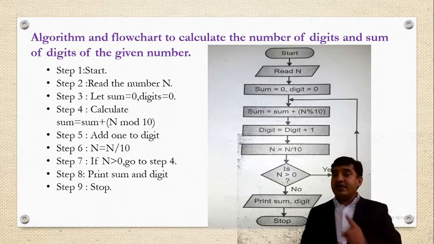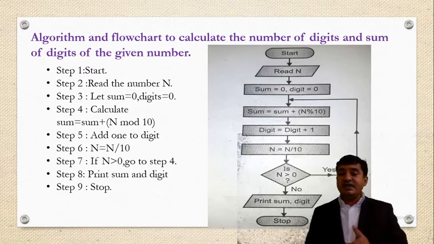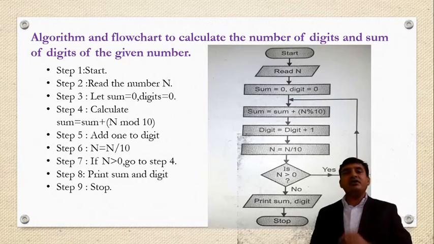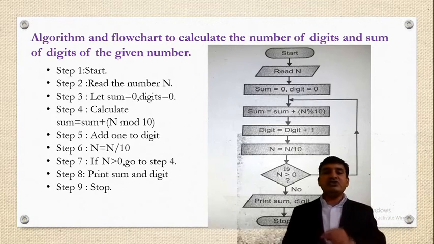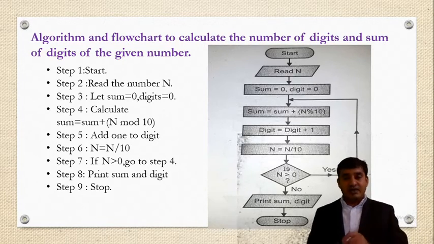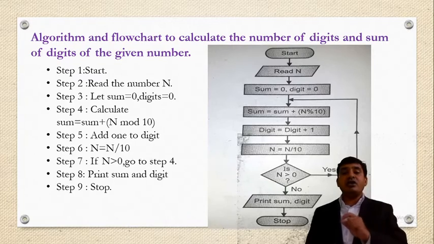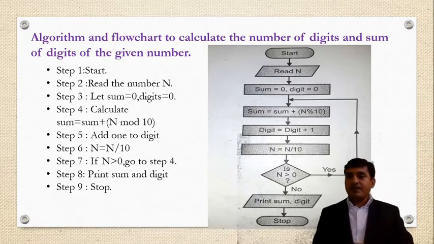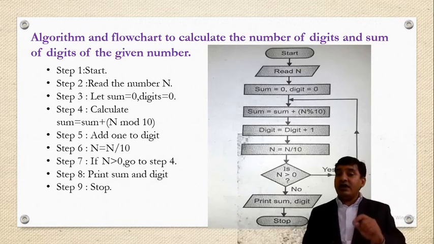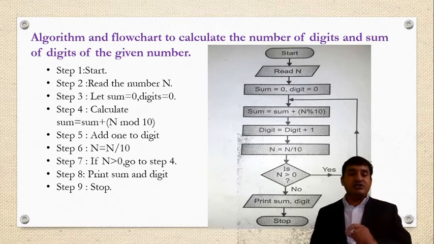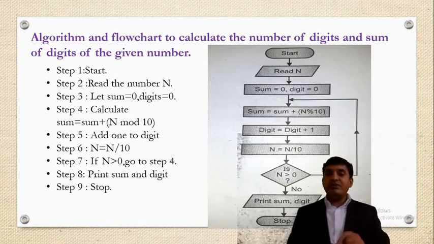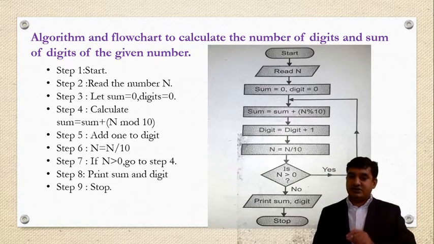Okay, is n greater than 0? If yes, then again calculate sum, that is sum is equal to sum plus n mod 10. This process is carried out, but when n is greater than 0 is false, then print sum and digit. Okay, then stop.